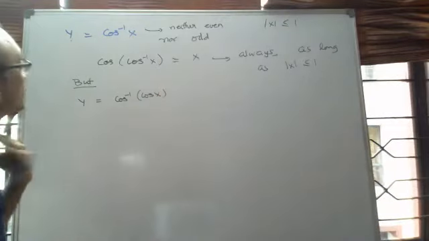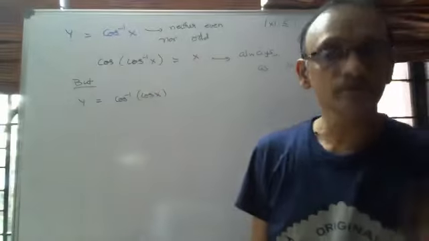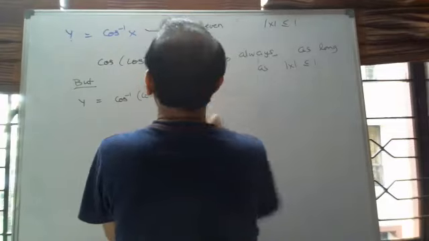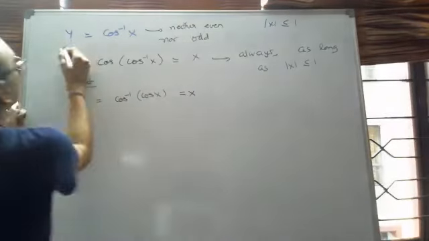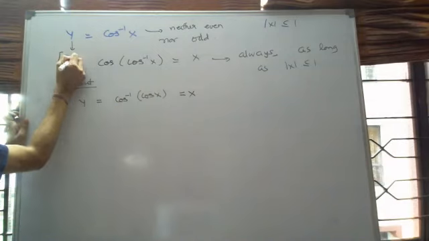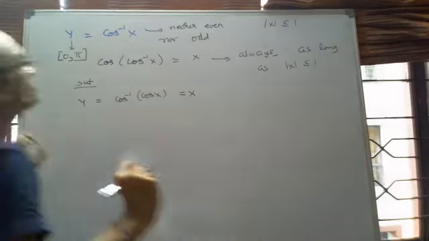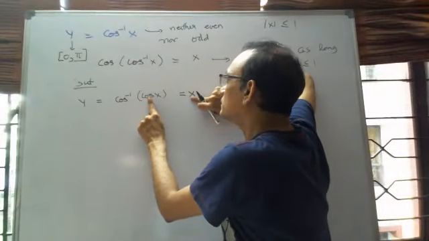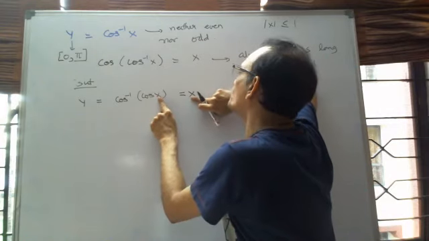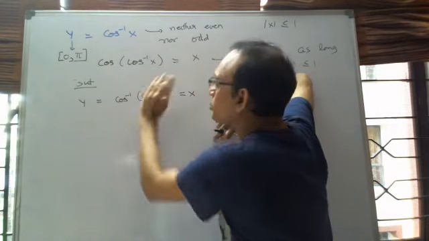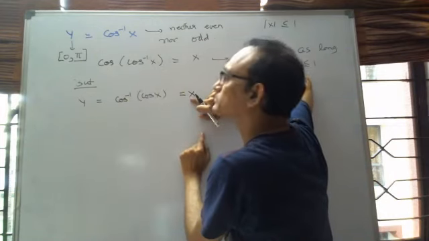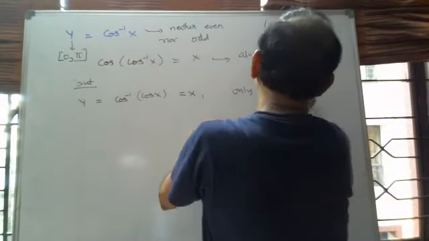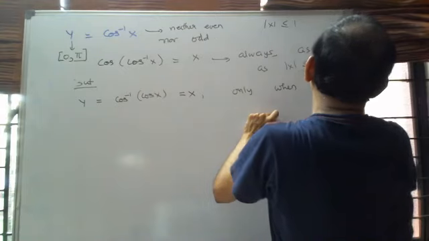Now, y is cos inverse cos x. ये क्या हमेशा x होगा? नहीं. तभी होगा जब x belongs to 0 to pi. इसका प्रिंसिपल वैल्यू क्या है, 0 to pi. So cos inverse should produce an output only 0 to pi, but if x is not in the interval 0 to pi, then it can't be equal to x. Cos inverse का output 0 to pi होना चाहिए. X only when x belongs to 0 to pi.